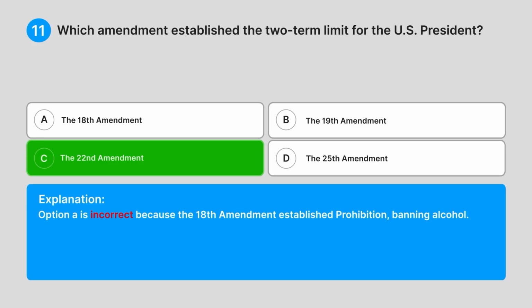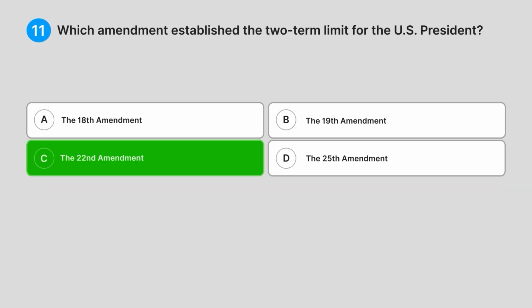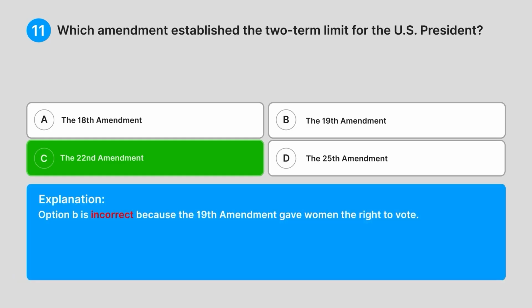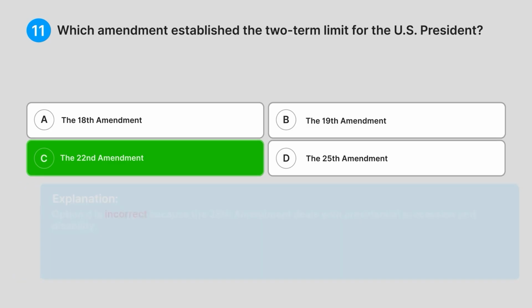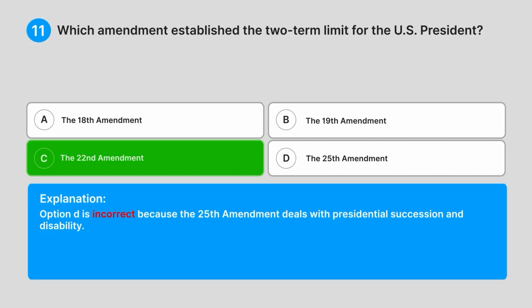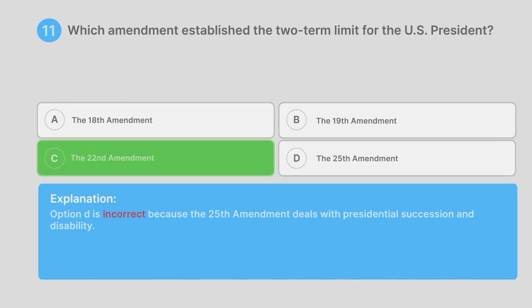Option A is incorrect because the 18th Amendment established prohibition, banning alcohol. Option B is incorrect because the 19th Amendment gave women the right to vote. Option D is incorrect because the 25th Amendment deals with presidential succession and disability.